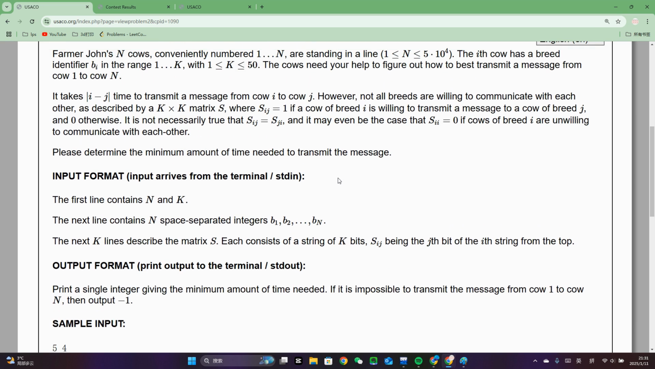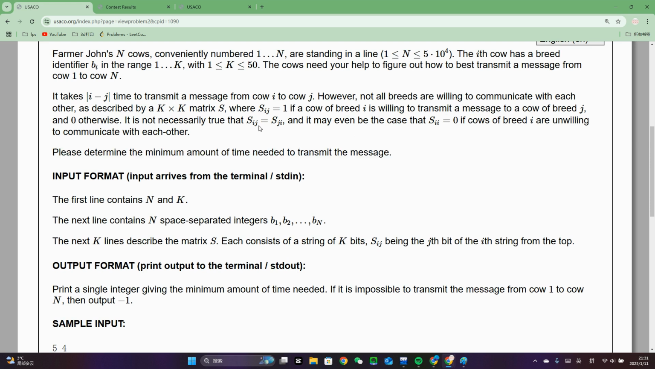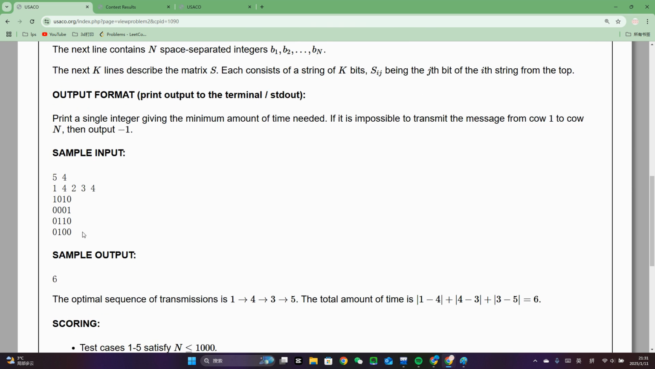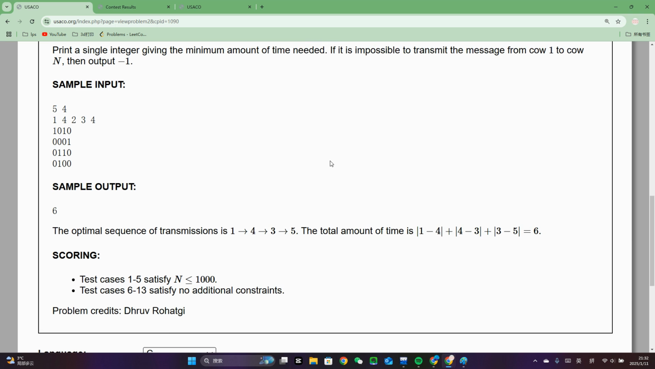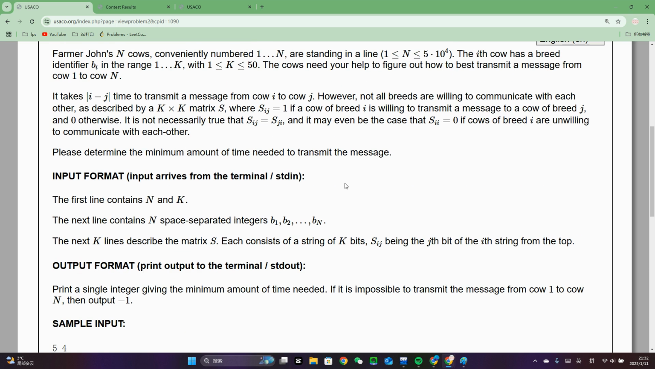And now you're trying to determine the minimum amount of time needed to transmit the message, and it takes |i - j| time to transmit the message from cow i to cow j. That's only if the two cows have breeds that are willing to transmit from i to j. They're trying to determine the minimum amount of time needed to transmit the message. Now you can pause the video once again and think about this problem yourself. Alright, I assume you gave this problem a try.